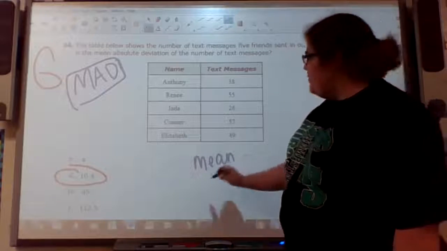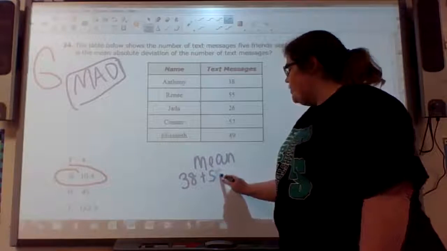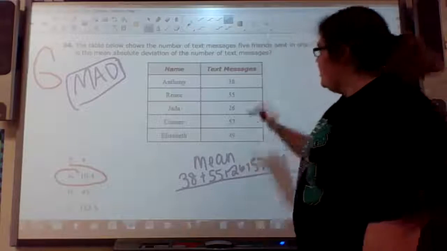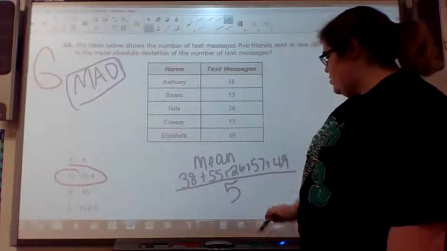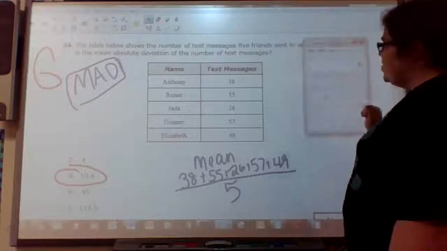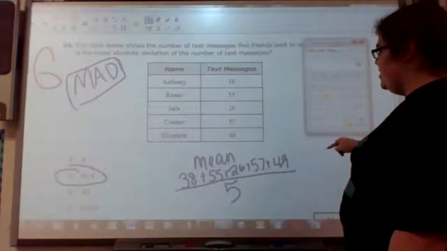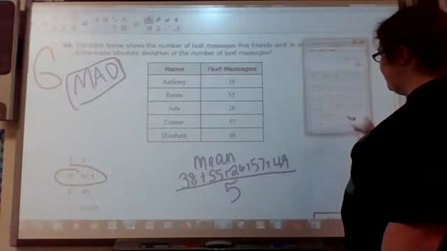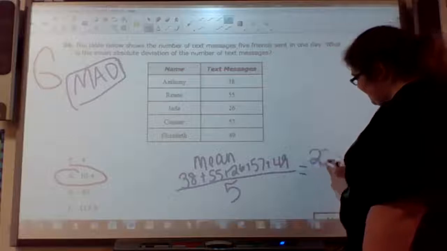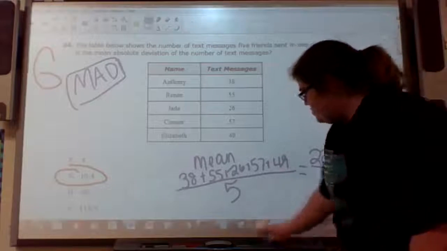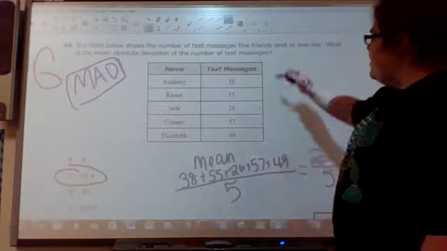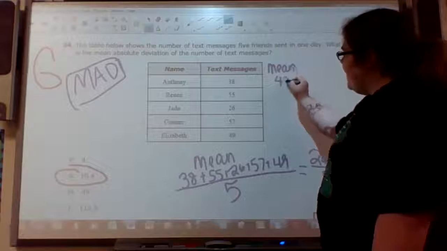So I'm going to add all the numbers, 38 plus 55 plus 26 plus 57 plus 49, and I'm going to divide it by how many there are, which is 5. Now I'm going to use a two-function calculator because you're at home and may not have a graphing calculator. So 38 plus 55 plus 26 plus 57 plus 49 is 225. Now I'm going to divide by 5, and I get 45. So now I know my mean is 45.